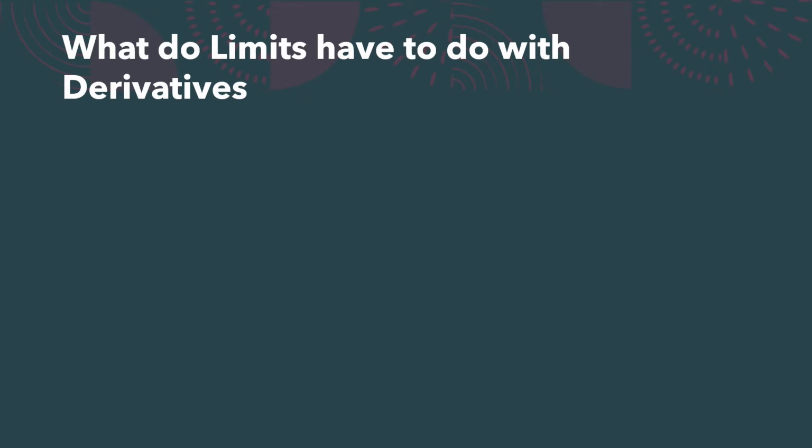So the first question: what do limits have to do with derivatives? Well, the answer is everything. The derivative is a limit. It is a limit process, okay? Let's remind ourselves, using 3Blue1Brown's explanation, what a derivative is, and we'll show that it has a limit idea and a limit process.